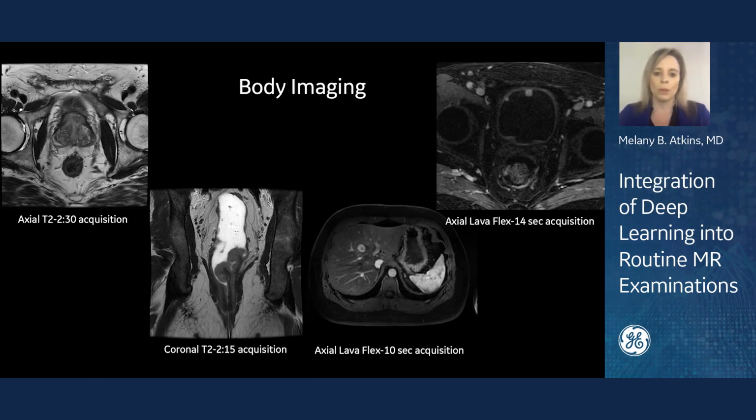Air coils are excellent really for multi-modality imaging in the world of body imaging. On the top left, we have an axial T2 from a prostate acquisition. You can see on the bottom left, we have a large rectal mass with this coronal T2 acquisition. And then we have our LAVA Flex images on the right, again, a hypervascular liver lesion, as well as a bladder cancer on the top right.